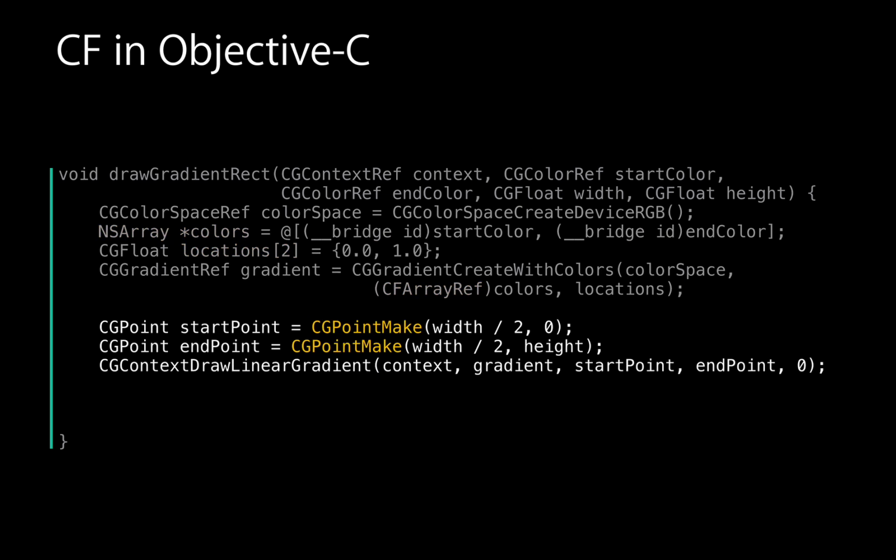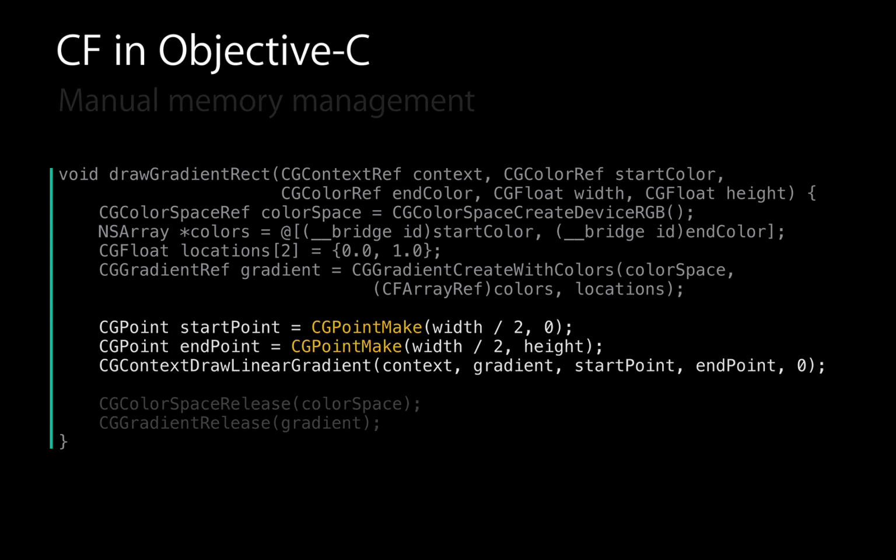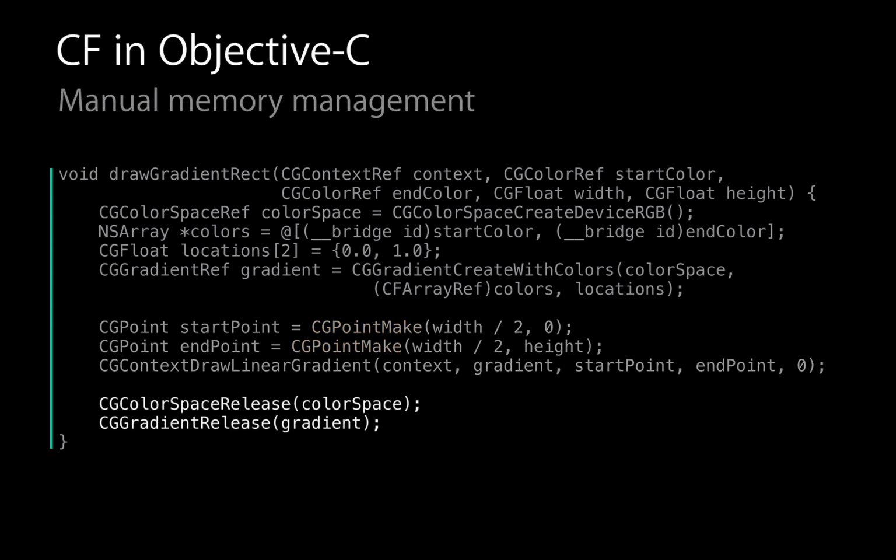Now, moving along, we can create some points with CGPointMake. And of course, even though you're under ARC, where memory management is automatic, it's not automated for CF things. So we have to remember to release the color space and release the gradient. We feel like we can do a little bit better in the world of Swift. So let's start again.